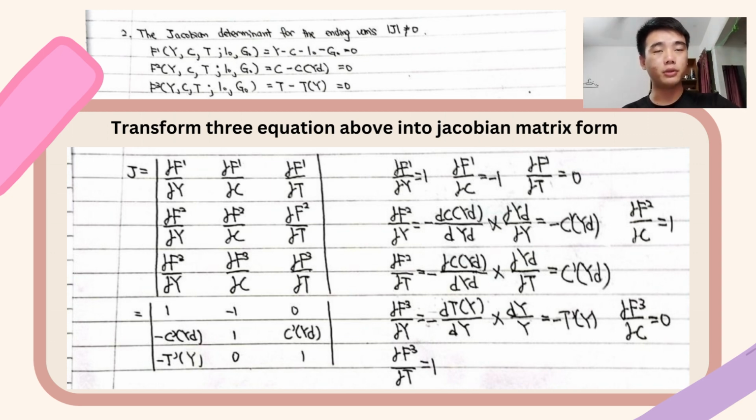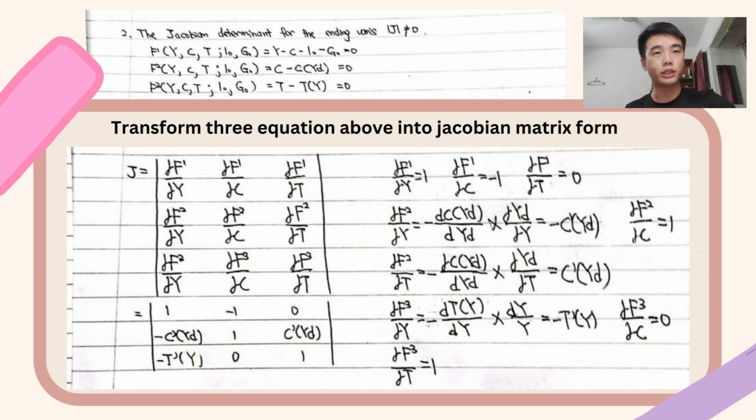Okay, in the matrix form, for the first row: delta f1 divided by delta y, delta f1 divided by delta c, delta f1 divided by delta t. For the second row: delta f2 divided by delta y, delta f2 divided by delta c, delta f2 divided by delta t. For the last row: delta f3 divided by delta y, delta f3 divided by delta c, delta f3 divided by delta t. Okay, there is the function.